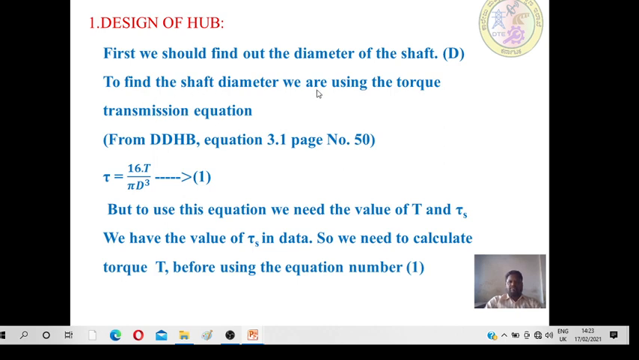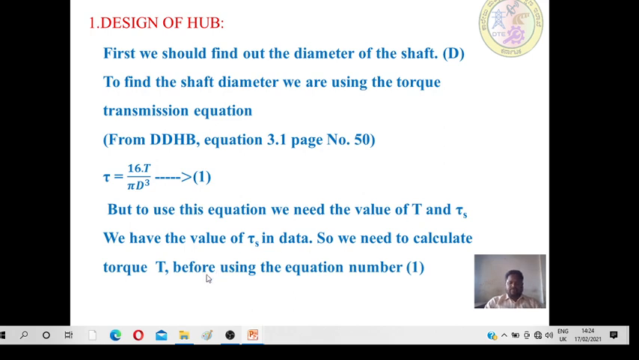To find the shaft diameter, we are using the torque equation, and from the design data handbook equation 3.1, we have tau equal to 16T divided by pi d cube. So by using this equation, we can find the shaft diameter. But to use this equation, we need the value of T and tau s. Here tau s is given in the data, but we don't have T in the data, that is, the torque transmitted is not given in the data. Therefore, to use this equation, first we need to calculate torque.